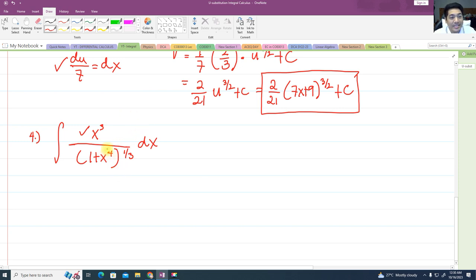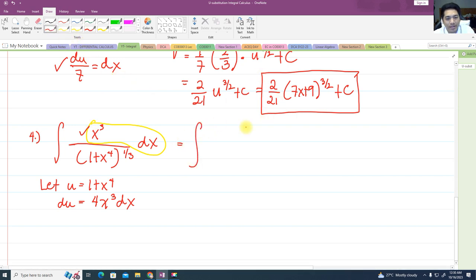Okay, that's right. That's the denominator. We'll see why. If we let u equal 1 plus x raised to 4 and differentiate it with respect to x, that would be 4x cubed dx, of which we have an x cubed dx here on the numerator. So if I'm going to rewrite that, it can also be rewritten as x cubed dx times (1 plus x raised to 4) raised to 1/3. But the problem is we only have x cubed dx, but we have 4 here.